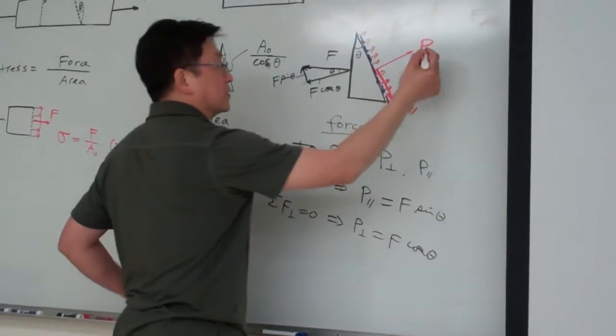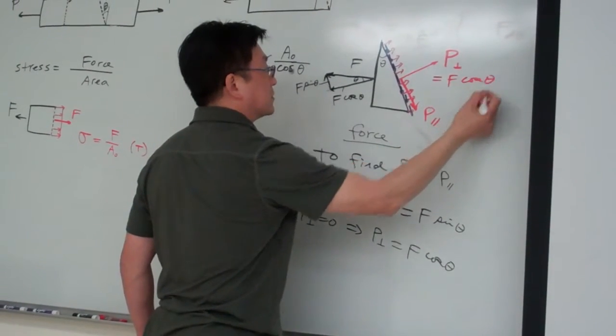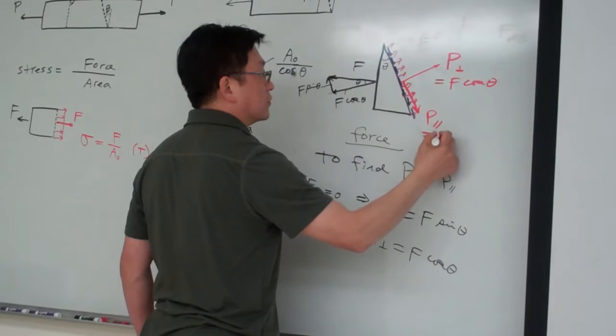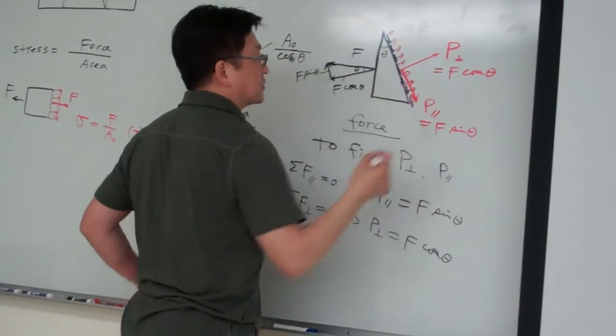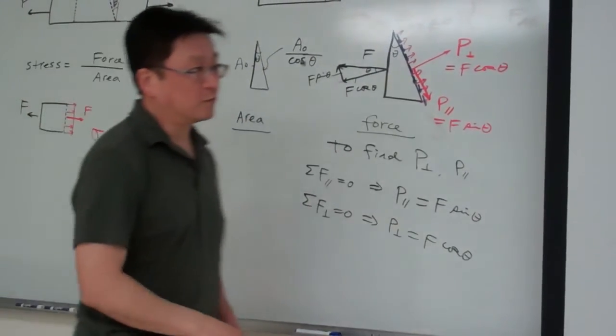So let me write it up here. This one equals F cosine theta. This one equals F sine theta. So now we have area, we have force, so we are able to calculate the stress.